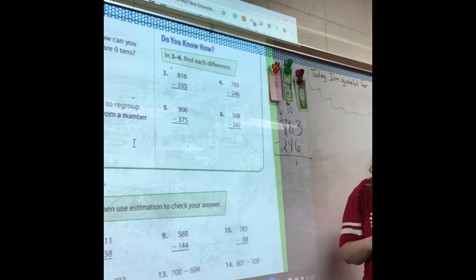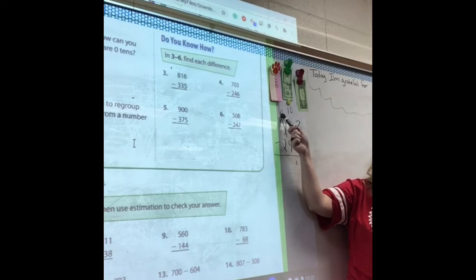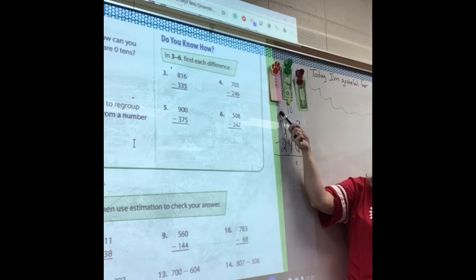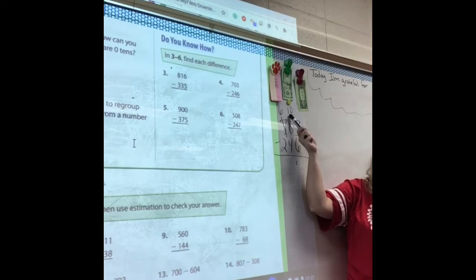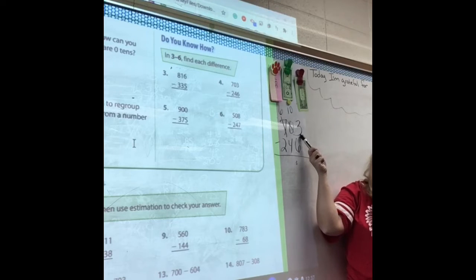So let's count out to see how much money I actually have. This 6 is worth what? 600. And then this 10 is worth what? 10. So I have 600 plus 100, what is that? 700. And then I still have 3 1s. So I have $703 still, right? I'm good to go.